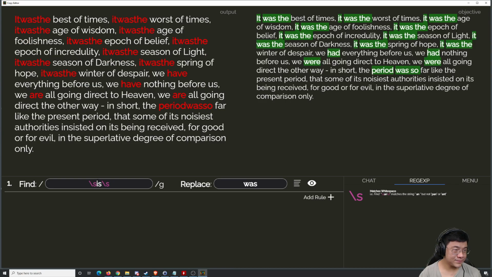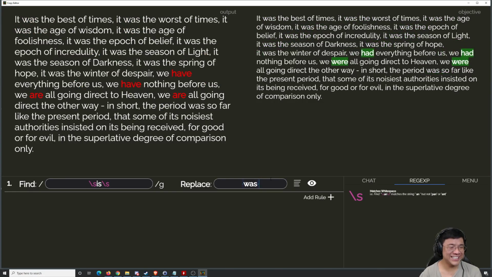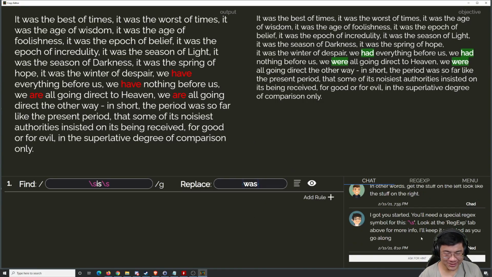Wait. Oh man, this game's hard. Yeah, I was about to say you just need space. Oh, so what is this? This one, we have to do more? Yeah, you have to do more than one rule, right? So you have to add another one. Yeah.